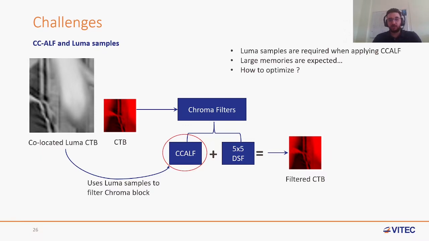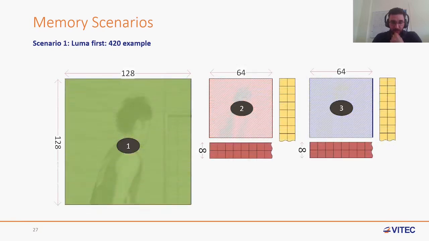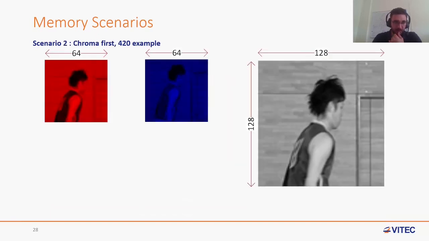In order to see how to optimize this, we go through multiple scenarios. The first scenario is that we scan Luma CTBs first. Here we show the example of 420 chroma subsampling. We scan one Luma CTB followed by one chroma CR CTB followed by one chroma CB CTB. In this scenario, we are required to store an entire Luma CTB in order to filter the chroma CTBs. In addition to that, for the 5x5 diamond shape filter, we need to store 2 lines and 2 columns of 4x2 blocks.